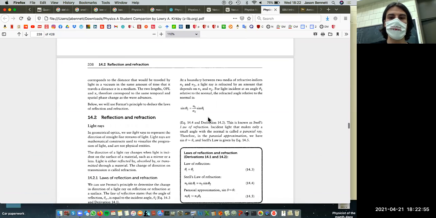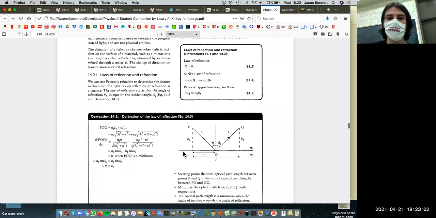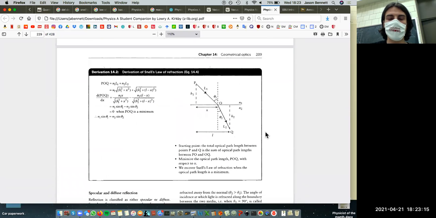And I just really like the way they derive these two equations, the law of reflection that we'll use, which they derive right here. Their notation is a bit hard to understand. POQ is just a distance, so it's point P, point O, and point Q. And Snell's law they do in a very similar way over here.